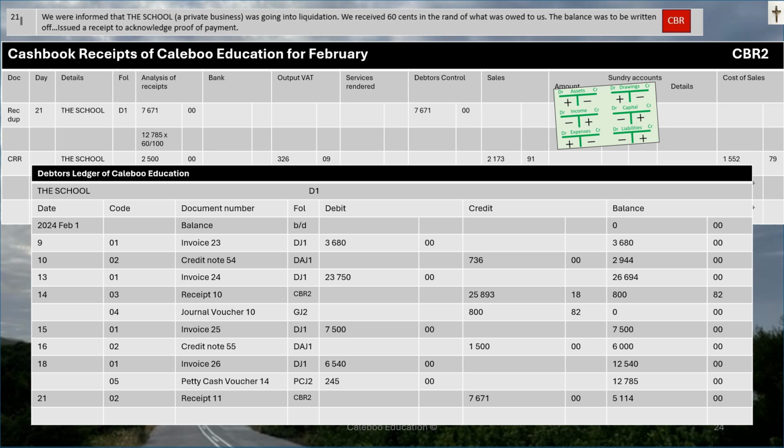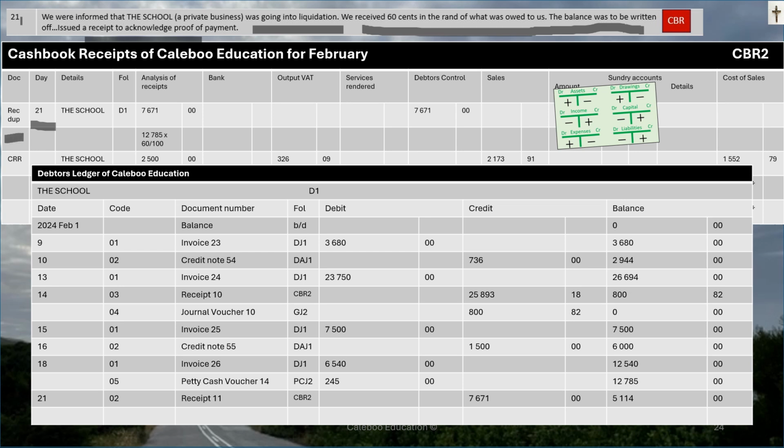On the 21st, let's have a look. Looks like a bit of a mouthful here. We were informed that the school was going into liquidation. Not good news. We're only going to receive 60 cents in the rand of what was owed to us. The balance is going to be written off. So on the 21st, we receive 60 cents in the rand.